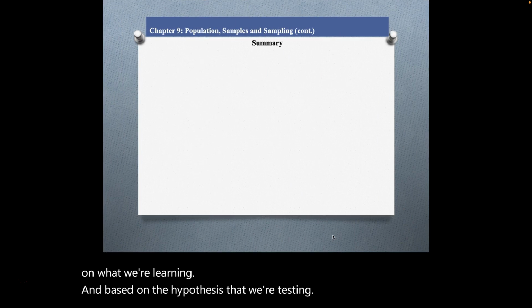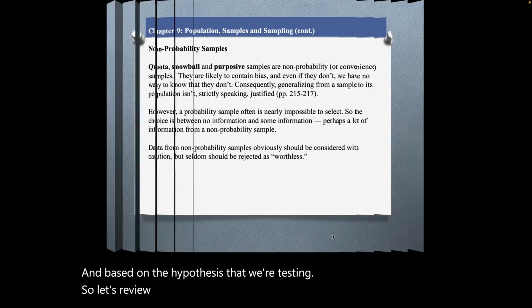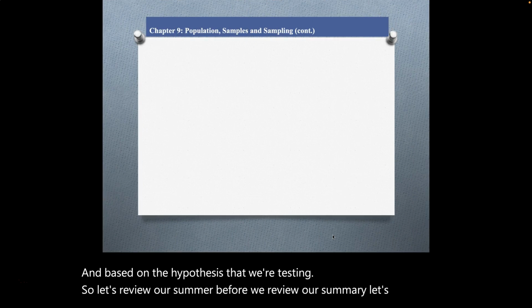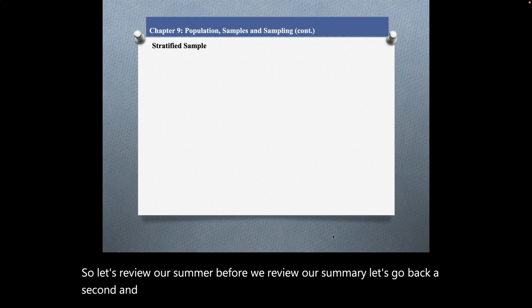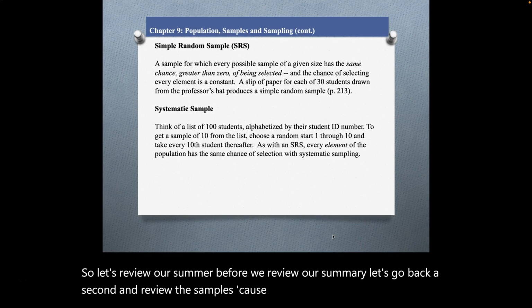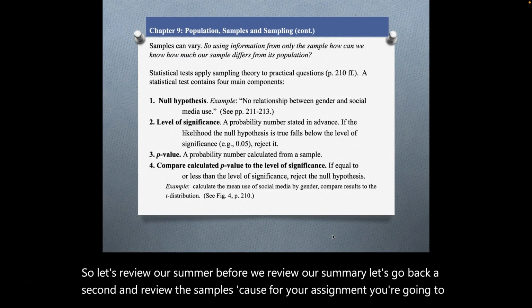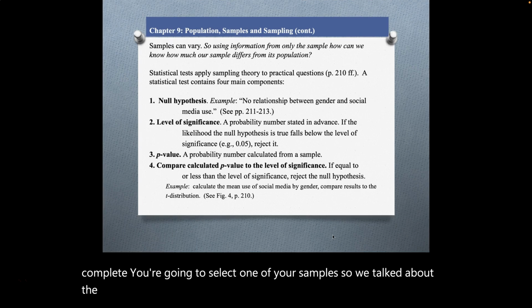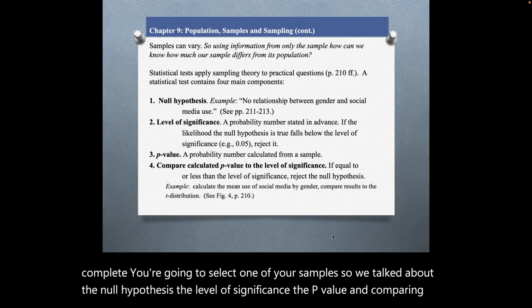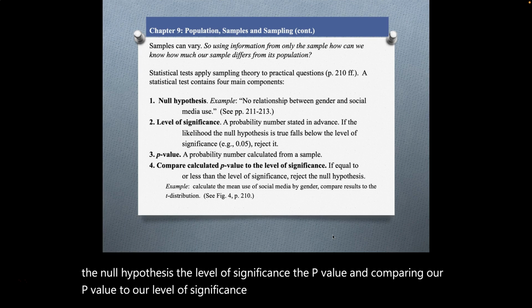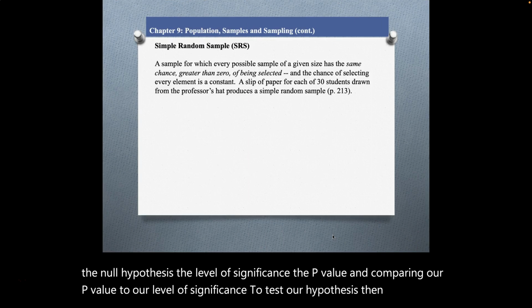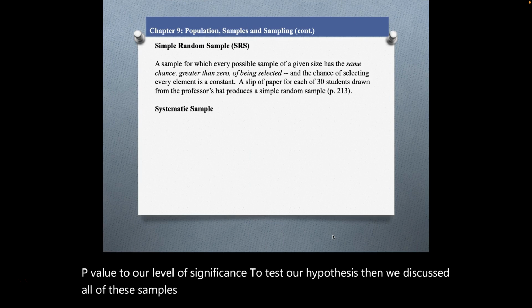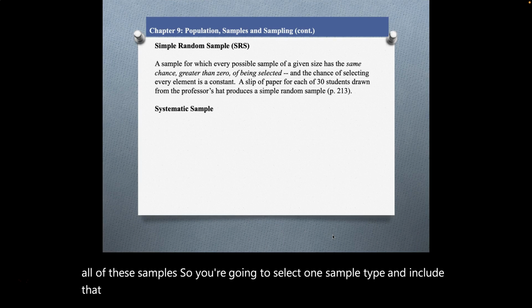So let's review our summary. Before we review our summary, let's go back a second and review the samples, because for your assignment, you're going to select one of your samples. So we talked about the null hypothesis, the level of significance, the p-value, and comparing our p-value to our level of significance to test our hypothesis. Then we discussed all of these samples. So you're going to select one sample type and include that in your assignment and describe it and give an example of it.